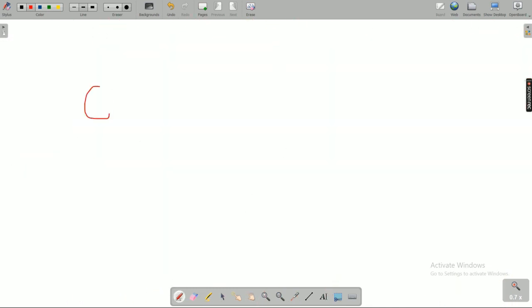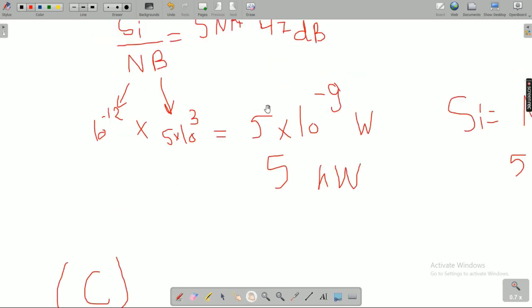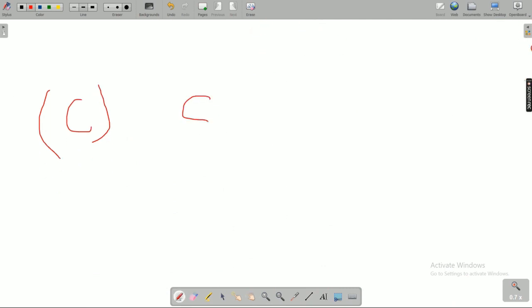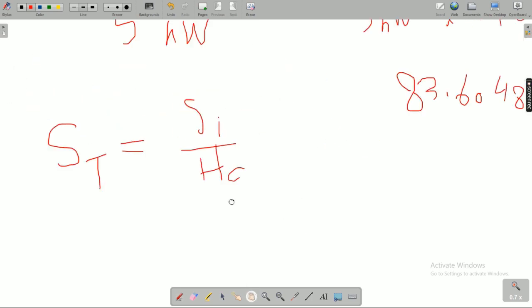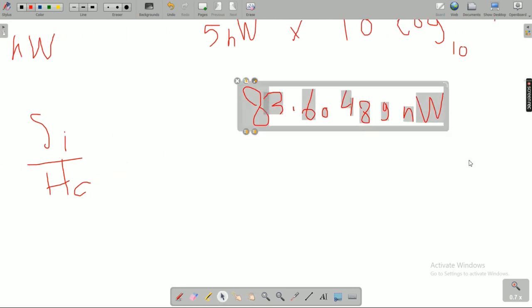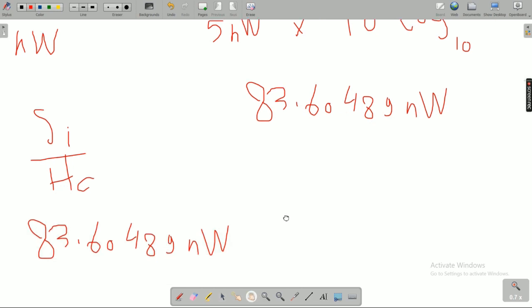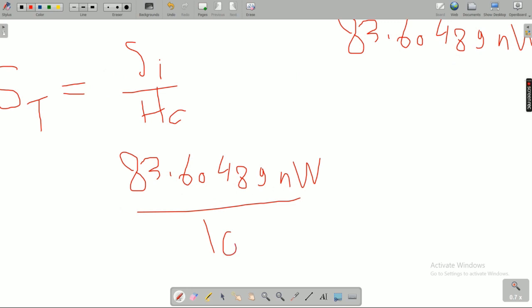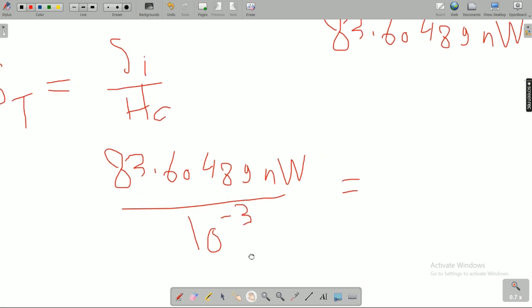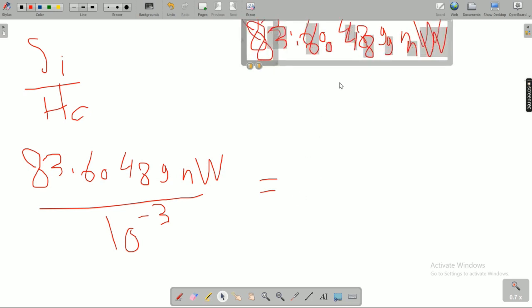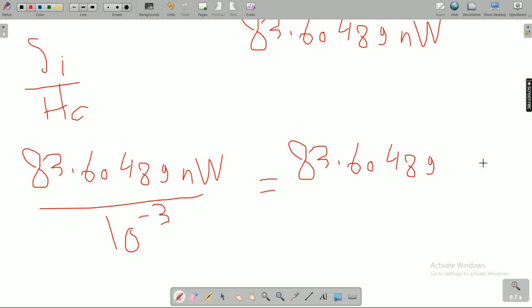So I have here another formula: St equals Si over Hc. I have just calculated Si, so I can copy it here and divide by Hc, which is 10 power negative 3. It is given in the problem. By dividing these two values, I write this value, remove the nano, and put 10 power negative 9 instead, to make my life a little easier, and divide by 10 power negative 3.